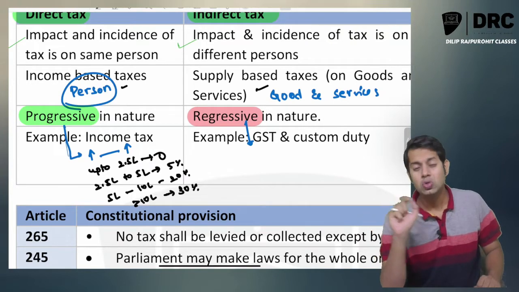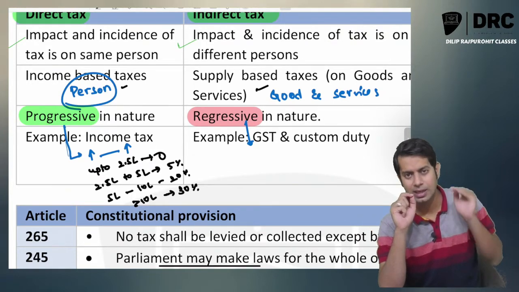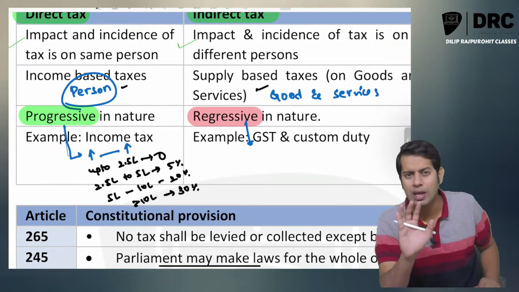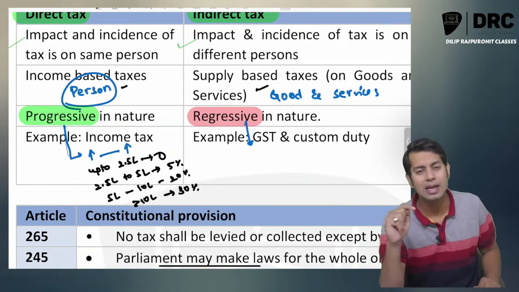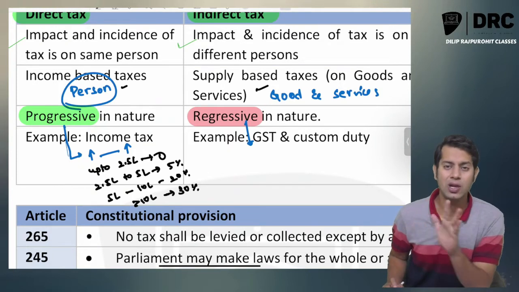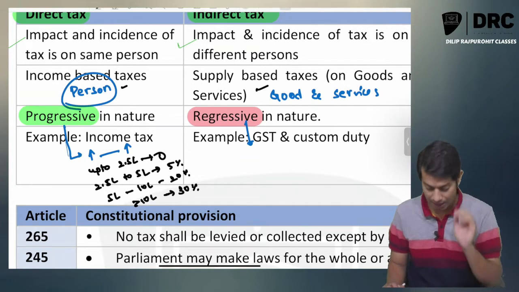So what is happening over here? As and when your income is increasing, the amount of tax which you have to pay also increases. So if a person is earning only 1 lakh rupees, he may not have to pay any taxes. But if a person is earning 10 lakh rupees, he will have to pay tax at 20%, 5%, etc. Whereas indirect taxes says, I don't care about how much your earning is.